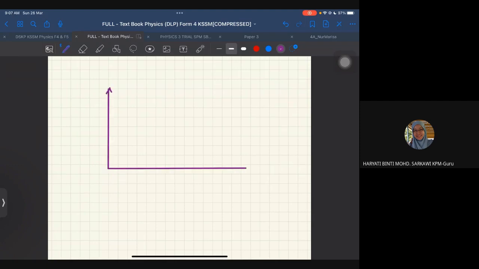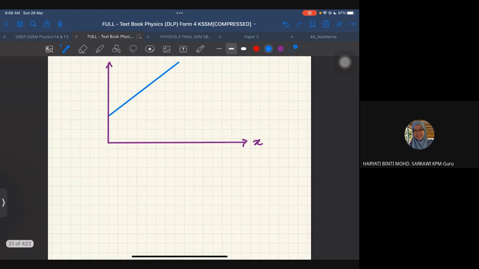Okay, so y, x. And then let's say the shape is like that. Okay, so this graph, when I say graph, I mean I'm referring to this line. These are the axes lah. So when I say graph, I refer to this. So this linear graph has a formula. So the formula is like this.